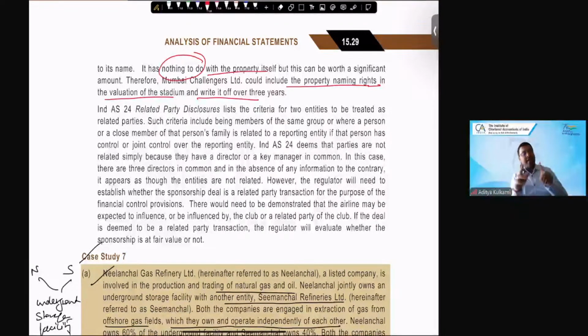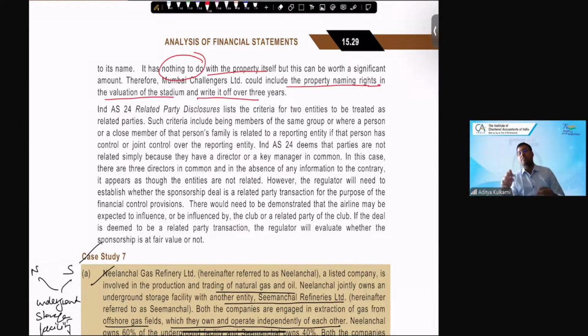In this case, my stadium is an asset which is already visible globally. Only the renaming rights of that stadium is what I'm selling. So going forward, I cannot call it only Mumbai Challenger Stadium. I will add a prefix or suffix of the entity that is sponsoring those renaming rights. So it won't become an income. Rather, it will come in the form of valuation of the stadium. You will take it and then you will amortize it. Right now, it is part of my valuation of the stadium.